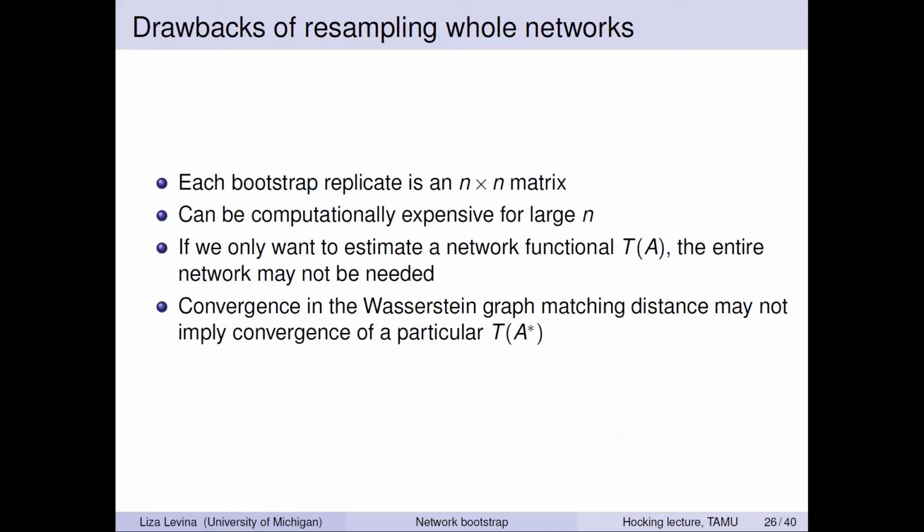So there are some advantages, clearly, but there are also drawbacks, like with everything. First of all, each bootstrap replicate that I have to generate is an n by n matrix, and I need many of them. If n is large, this is a pain. Also, if we just want to estimate a functional, like the shortest path distance, maybe we don't need the whole network. Maybe we can do it in some more efficient way. And also the convergence in the Wasserstein distance that we use doesn't necessarily imply convergence for every possible functional. You have to see what the functional is.